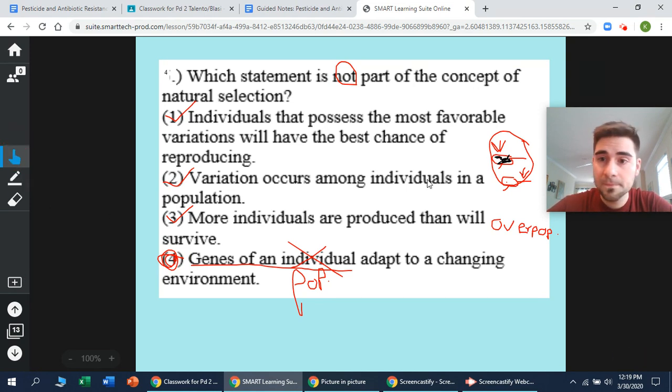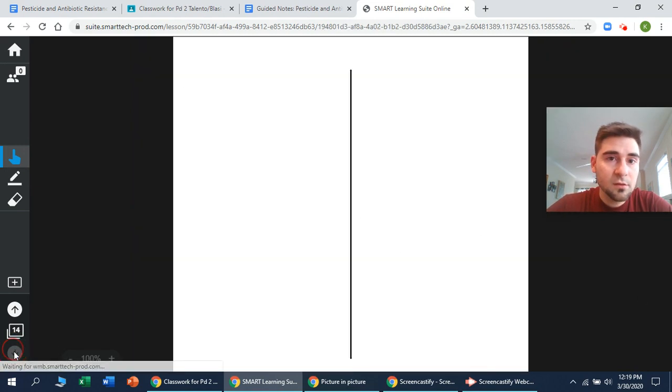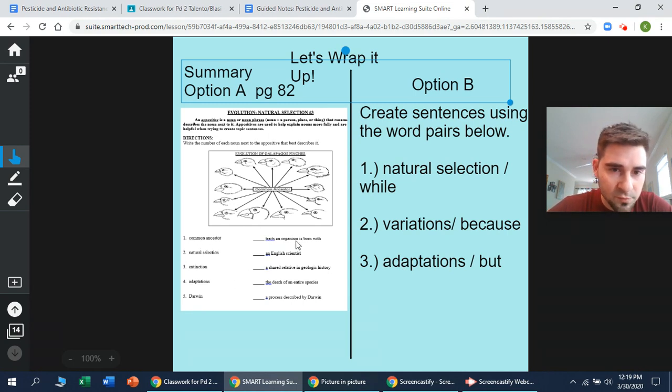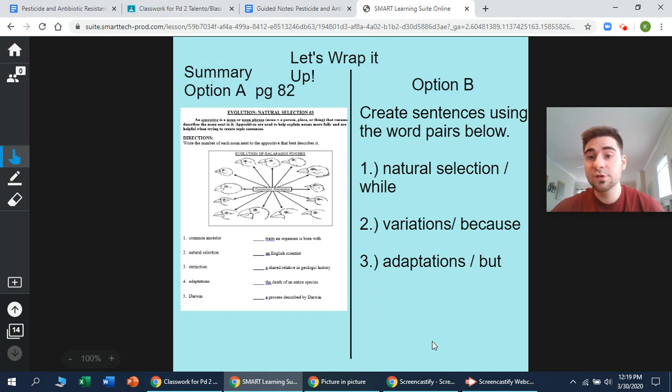Okay? All right. So the last thing here is we want you to do the summary. These are actually flipped. On yours, this is option A. Write sentences with the word pairs below. Or you could do option B, which is to match up each of these terms with the description that describes it. Okay, so go ahead and do that on your guided notes. And that's really all for today.